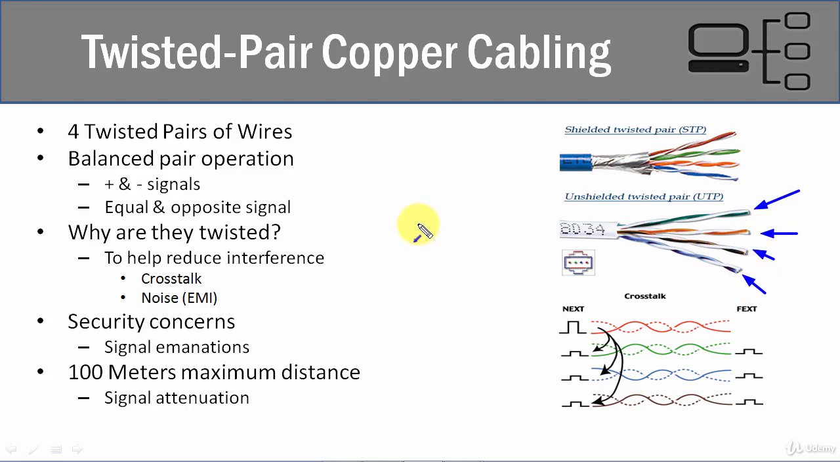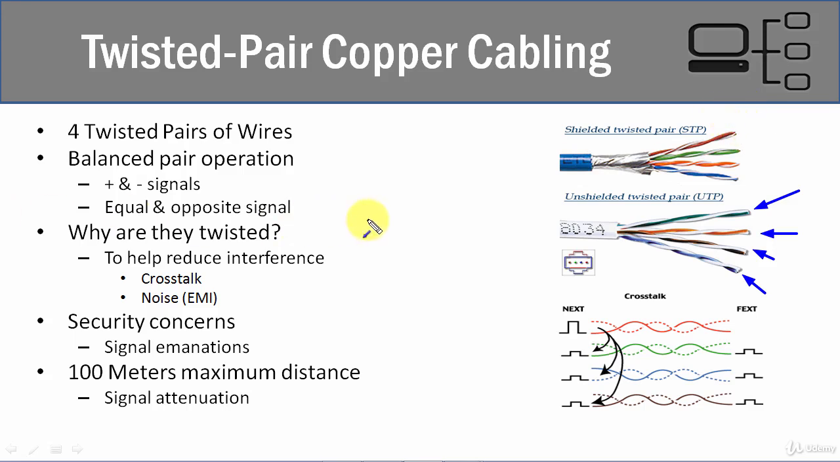And what you'll notice is that they are color coded differently, and one of them has stripes and one doesn't have stripes. So why is that? Well, with each pair, there's going to be a positive and negative electronic signal, and so they balance each other out and they complete a circuit. And so that's why there's a positive and negative for each one.